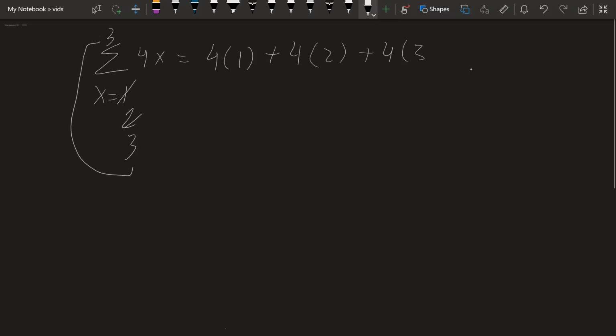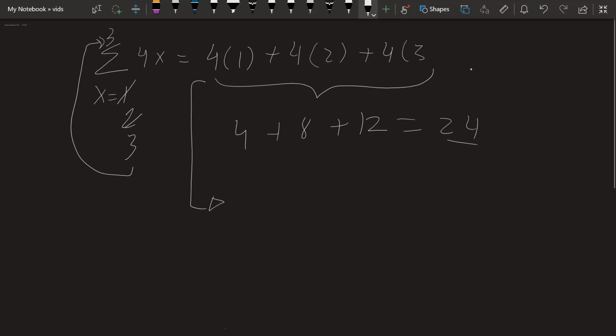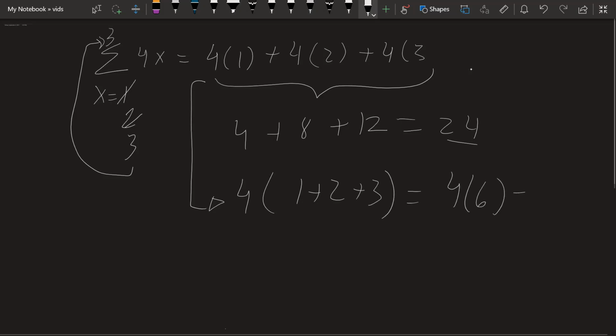3 is the last number. We can simplify this. It's going to be 4 plus 8 plus 12, which is 24. If you notice something here, we can factor out a 4. We can say 4 times (1 plus 2 plus 3), which gives us the next property of sigma. If you have sigma as x goes from one number to another number, of 5x, you can factor out this constant.